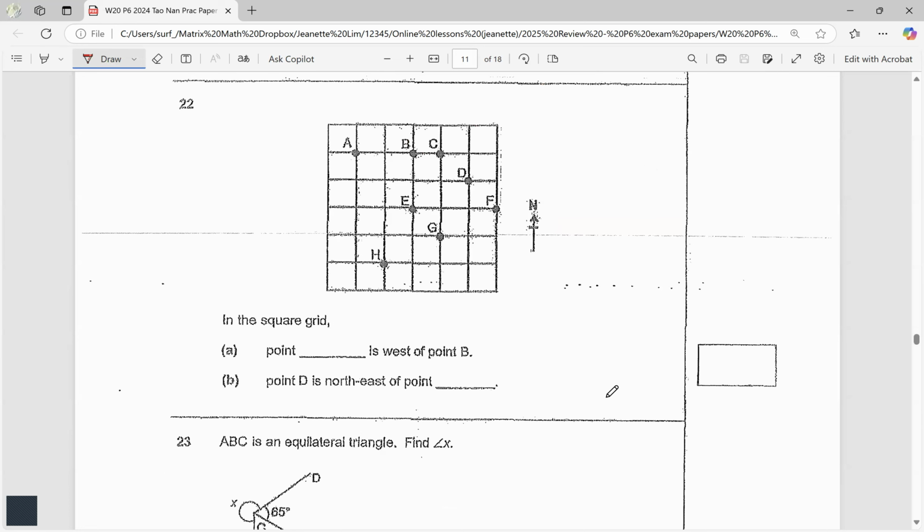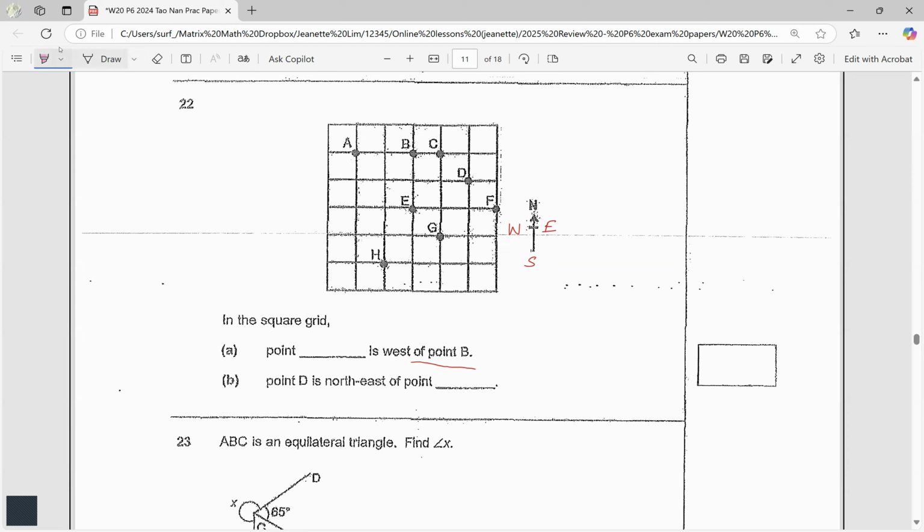Question 22. In the square grid, which point is west of point B? Firstly, north, south, west, and east, you need to at least remember the four points. When they say "of point B," it means you're supposed to start from point B. You want west of point B.